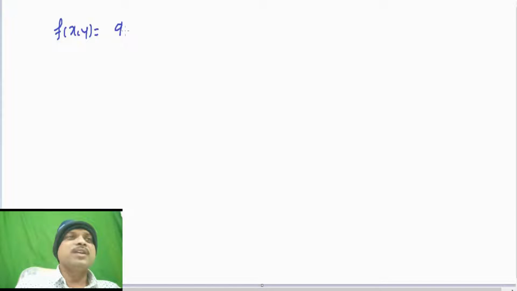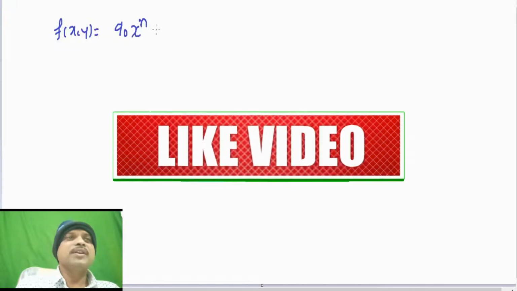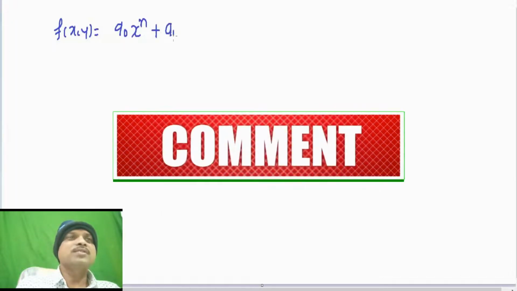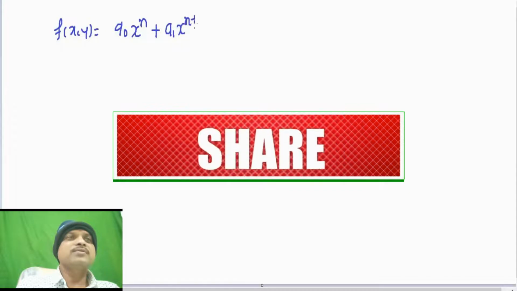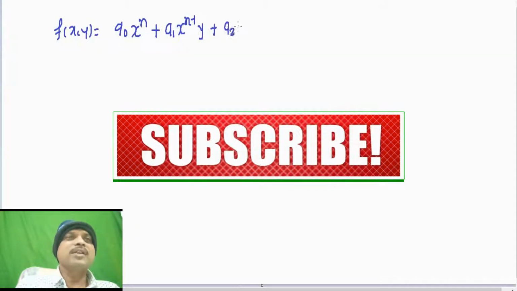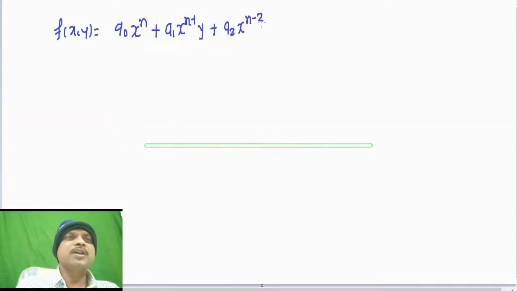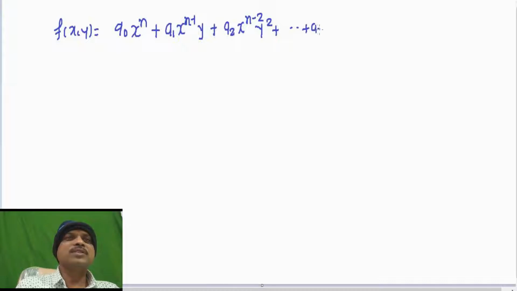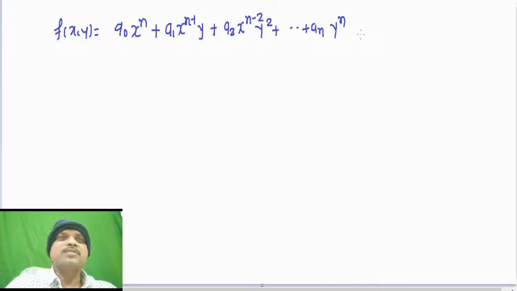It is of the type a0 x raised to n plus a1 x raised to n minus 1 into y plus a2 x raised to n minus 2 into y square, and so on, up to an into y raised to n. So this type of function is called a homogeneous function.